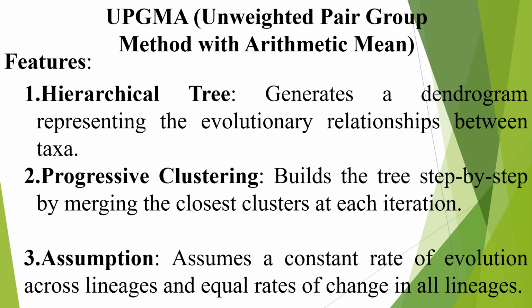Major features: 1. Hierarchical tree. It generates a dendrogram representing the evolutionary relationships between taxa. 2. Progressive clustering. Builds the tree step by step by merging the closest clusters at each iteration. 3. Assumption. Assumes a constant rate of evolution across lineages and equal rates of change in all lineages.